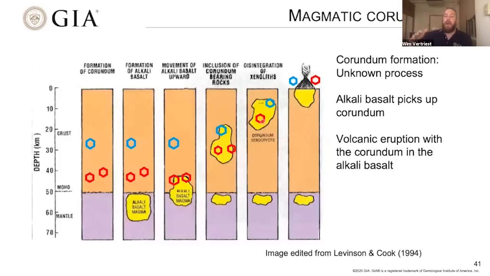alkali basalt. And when it reaches the surface, this alkali basalt erupts, it flows over the surface, and it spreads out the rubies and sapphires that we find in there. So those rubies and sapphires were formed, unknown processes, very deep, but they were picked up by that basalt, and they're now found in that basalt.